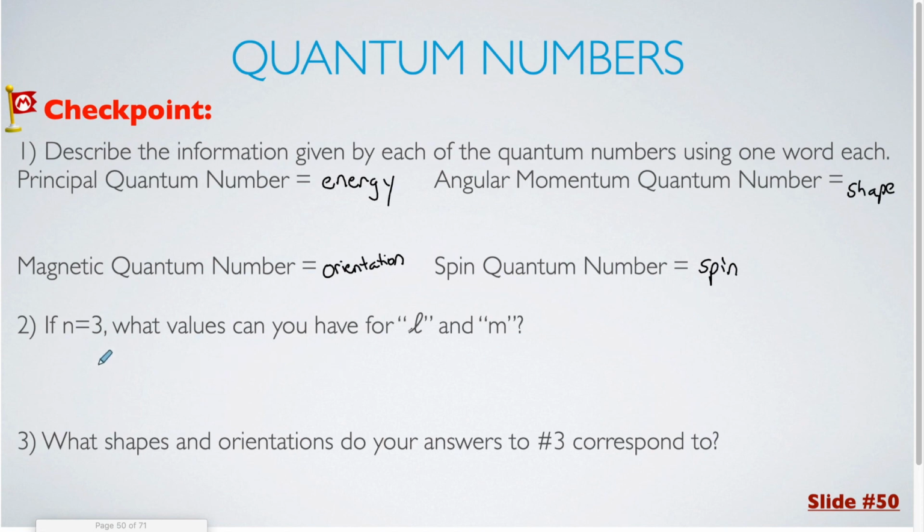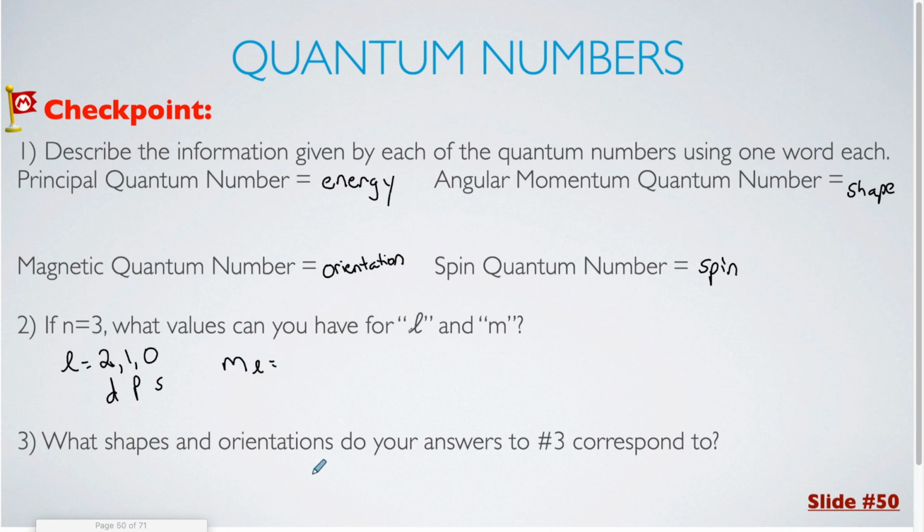For our next question, we're given n equals 3, and we are trying to find the values of both l and m. In order to find l, we take the value of n and we subtract 1. So that would be 2. And then we count down to 0. So if I'm at the third energy level, that corresponds to 2, 1, and then 0. So 3 potential shapes, which are s, p, and then d.